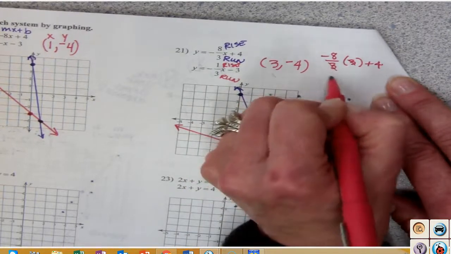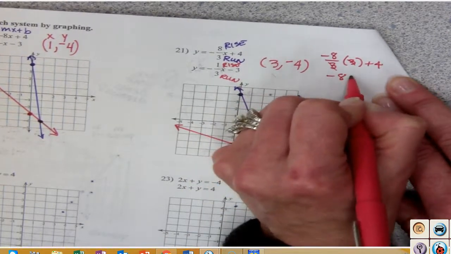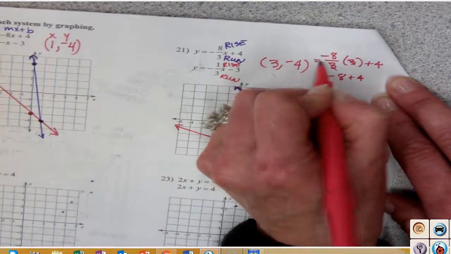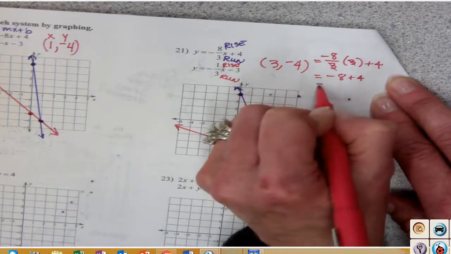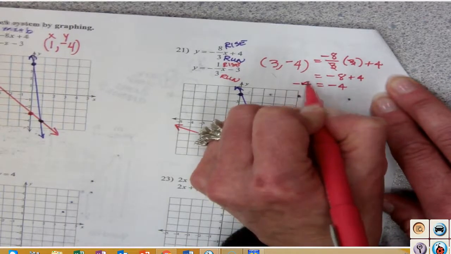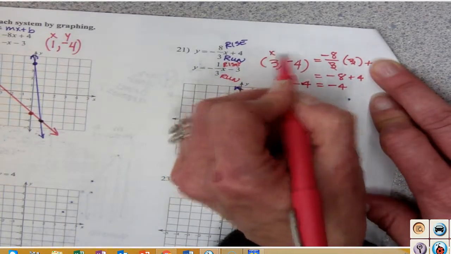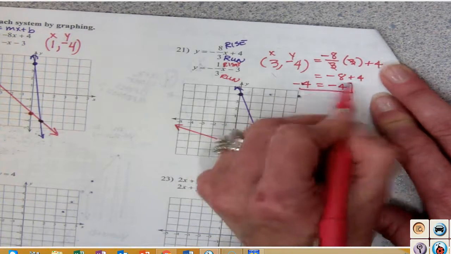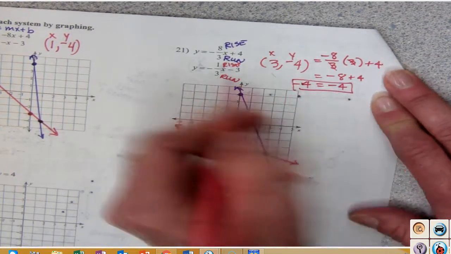This is going to cross each other out. Negative 8 plus 4, that should equal my y. Negative 4 is my y. This is my x, this is my y. So that checks out. It should also check out here.